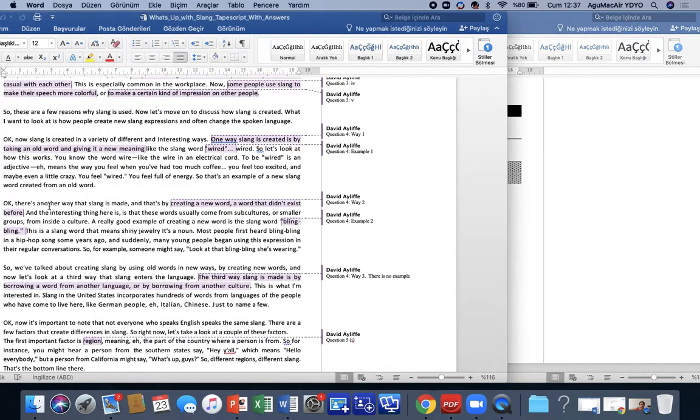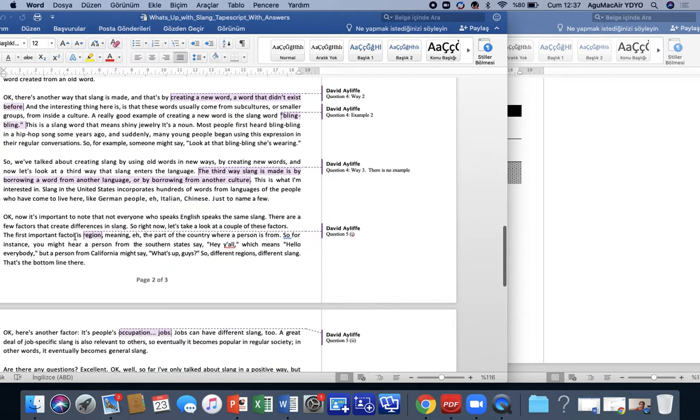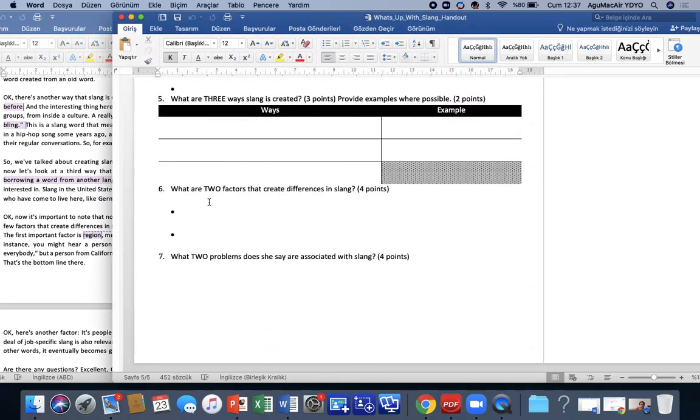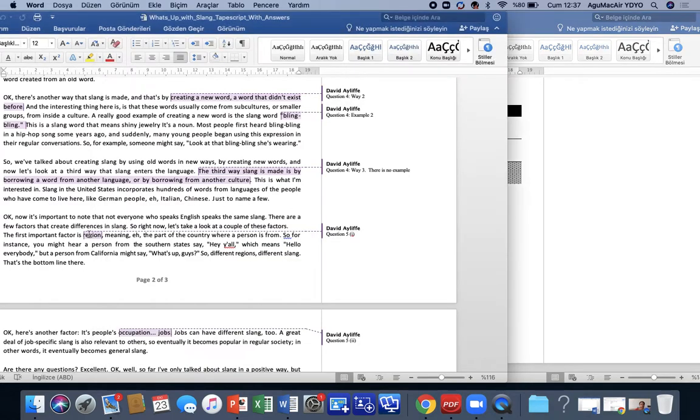Let's look at the factors. Okay, so there are a few factors, right? There are a few factors. The first one is region. Yeah, this first one is region. As it is worth 4 points, you may write some more details about region. So you can write the definition if you like. Region, the part of the country where a person is from. For instance, you might hear a person from the southern state say "Hey all," which means, hello everyone. And in California, they may say "What's up?" So you can write this example right next to this region.